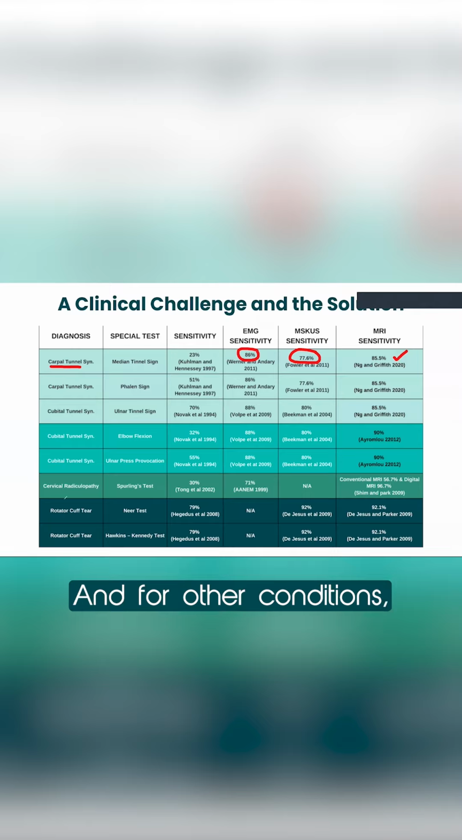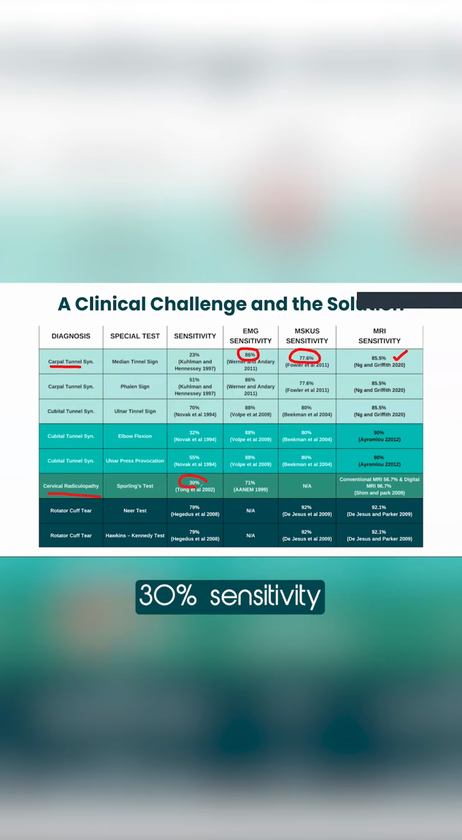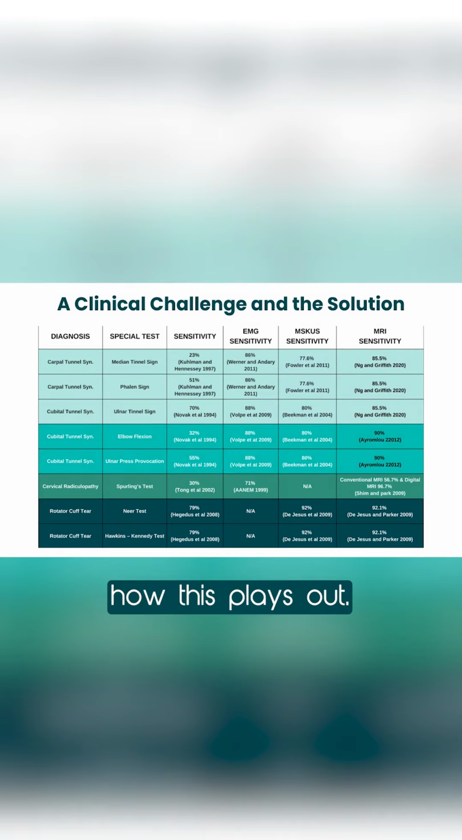And for other conditions, also look at the cervical radiculopathy that we looked at before: 30% sensitivity of Sperling's test, but EMG is 71%. So a very significant difference. So I'm going to show you real quick in a couple of different conditions how this plays out.